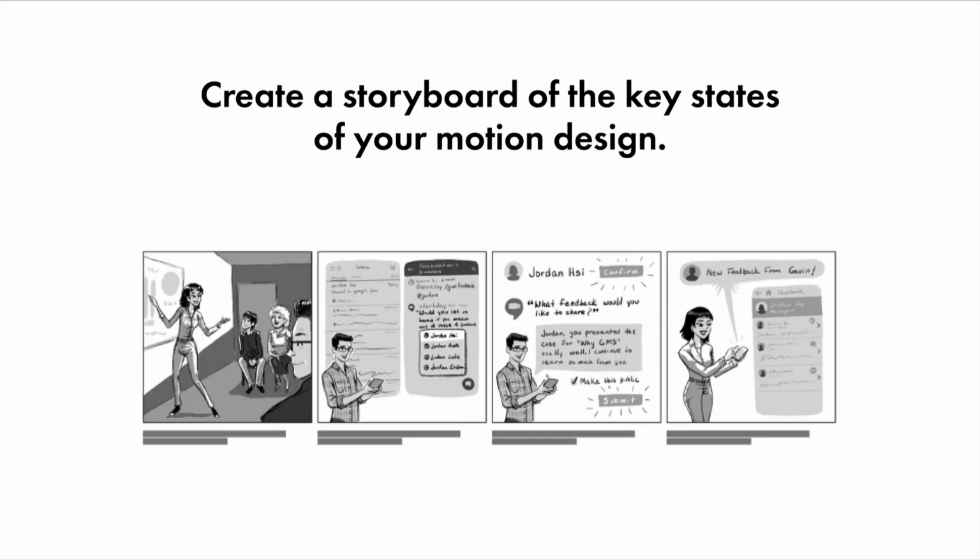Now, the second part is you want to storyboard. Creating a storyboard of the key states of your motion design. Use simple annotations to help visualize the flow, and this is a really effective way to communicate your ideas with others early on in the process.